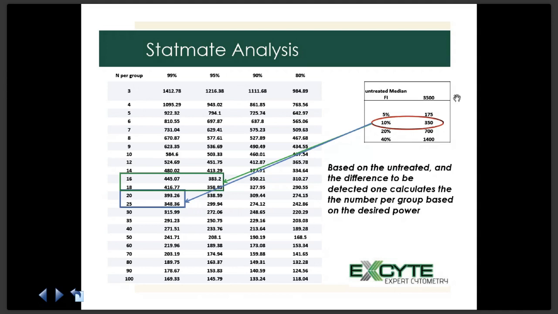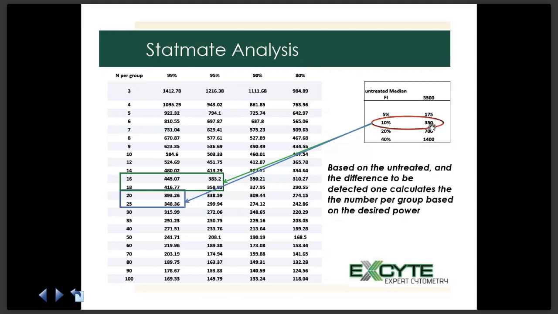So in this case, if I were to say the untreated fluorescence intensity of my sample was an average of 3,500, and I wanted to find a 10% difference, that would mean I want to find a difference that's 350 fluorescent values above that mean, for example. So how many samples am I going to need to find this difference?